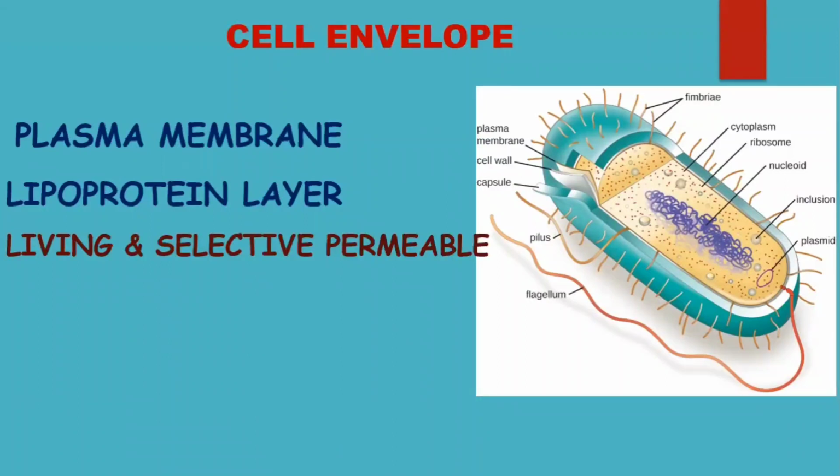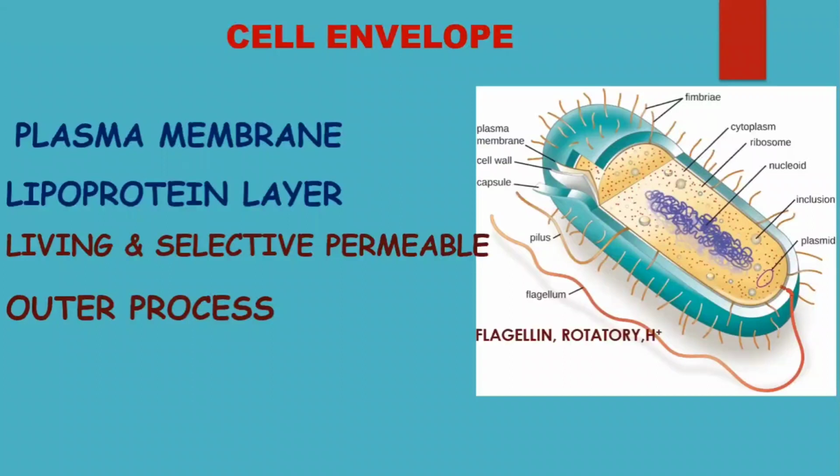One, all plasma membranes are living and selective permeable. So like all membranes, this is also living and selective permeable, and it gives us a large number of processes. So let's see outer processes. Outer process is flagella.